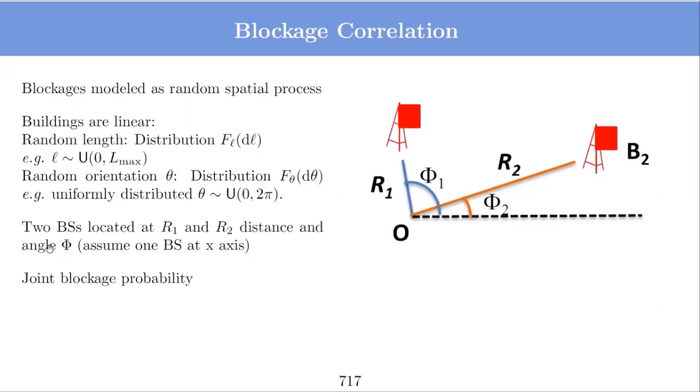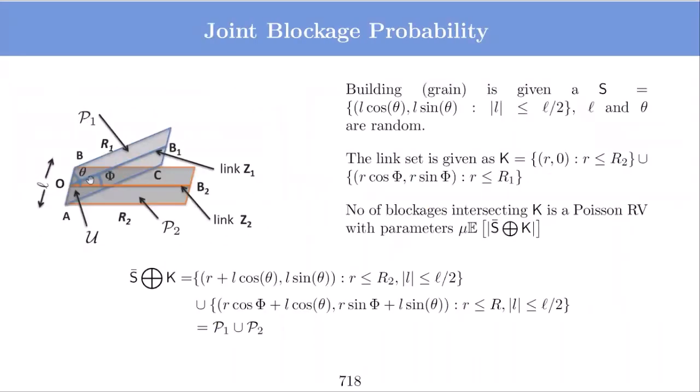For simplicity, let us take two base stations located at distances R1 and R2 with angle phi. Assume one base station is on the x-axis, right? So you have this B1 and B2. Now, by the same argument, you can prove that both links will be unblocked if none of the blockage centers fall in this union of parallelograms. Okay.